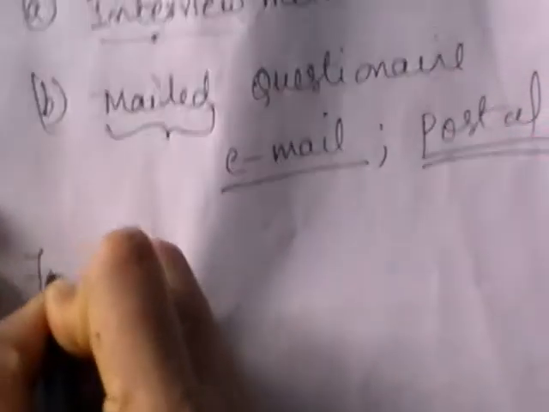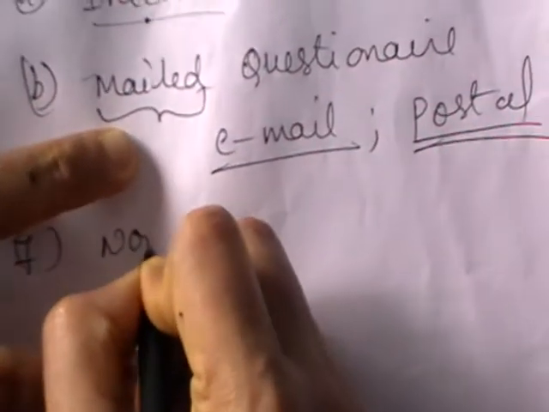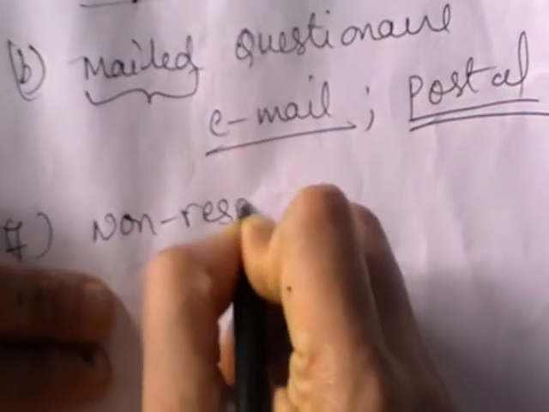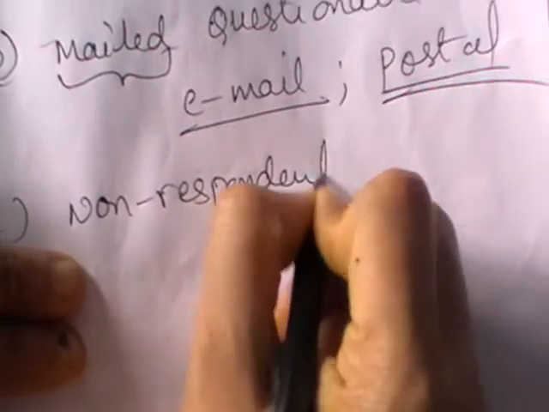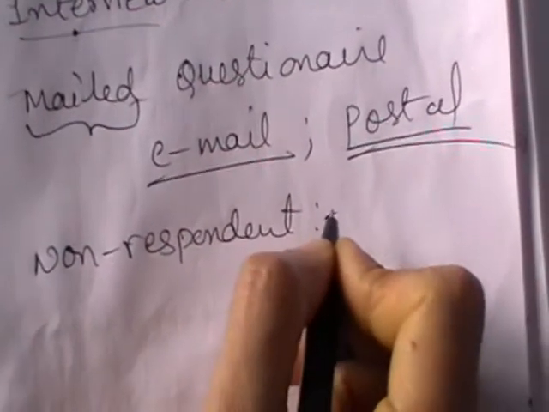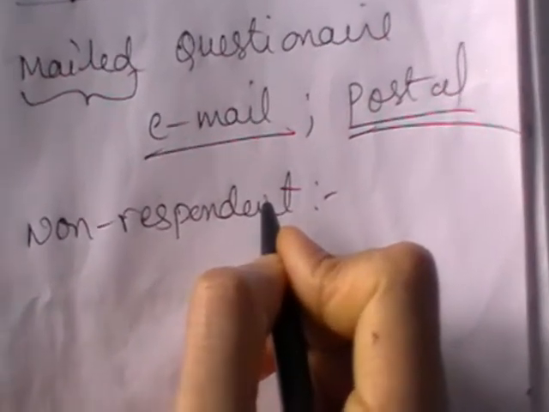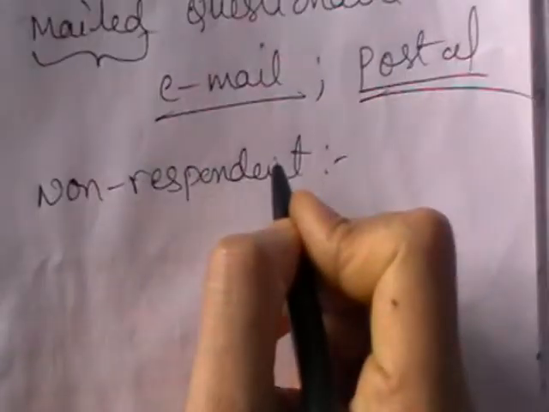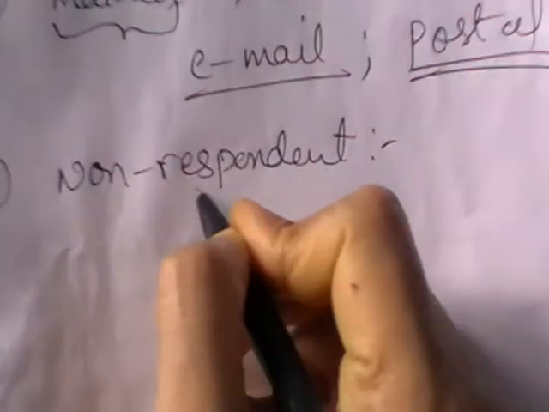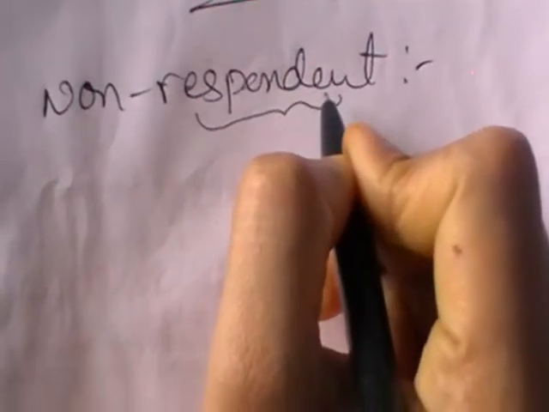Then the 7th step is nothing but non-response. Let us see. I have collected the data. I want to get the data. The best example is nothing but non-response. Who are respondents? The ones from whom we are collecting the data are called the respondents.